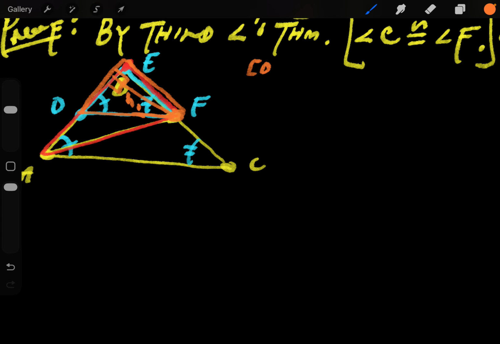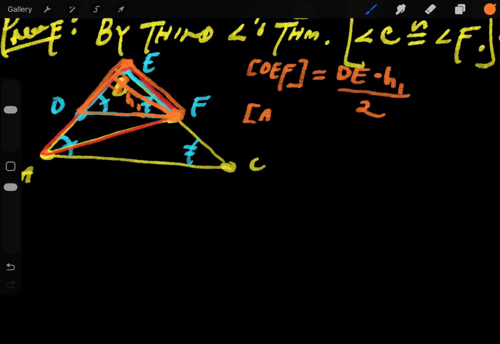The area of DEF is going to be equal to this height times DE, or whatever that base is, over 2. And if you look carefully at AEF, you should see that this is also point B up here. That's relevant because I covered it up, but this is AB times H1 over 2.